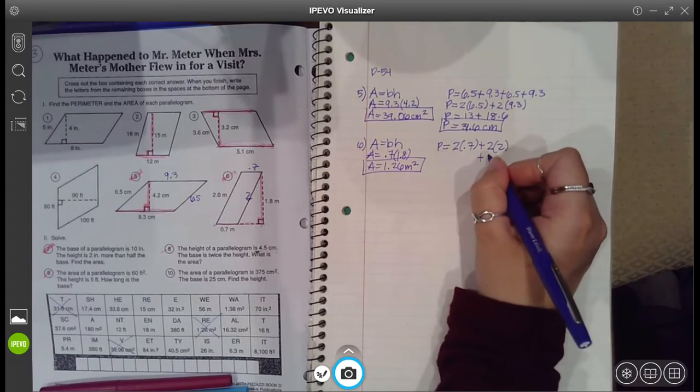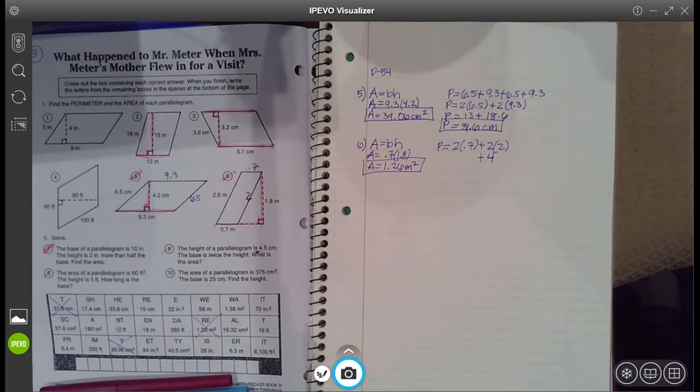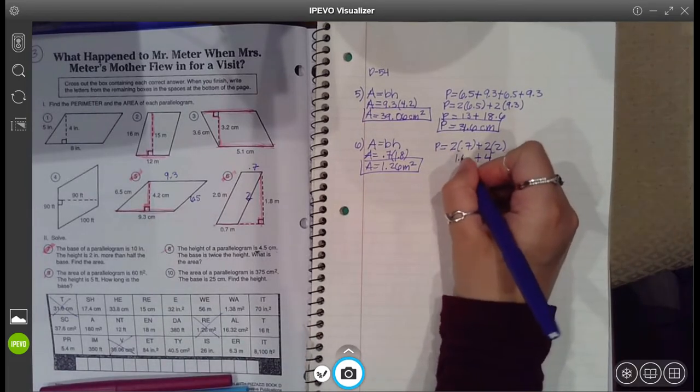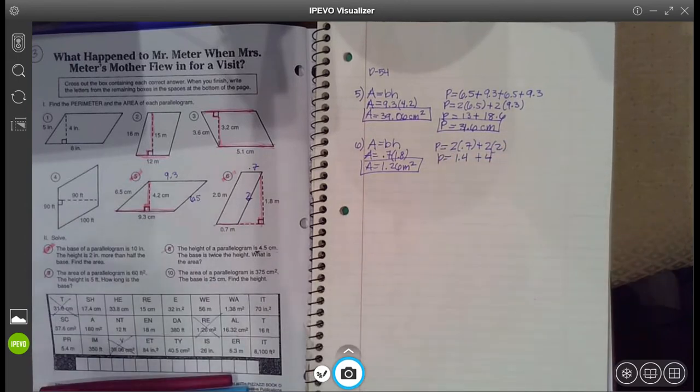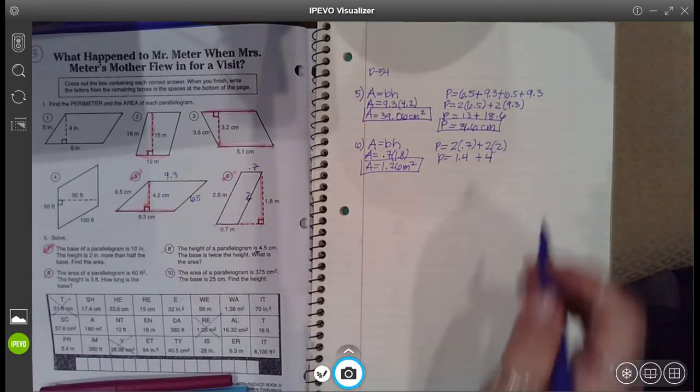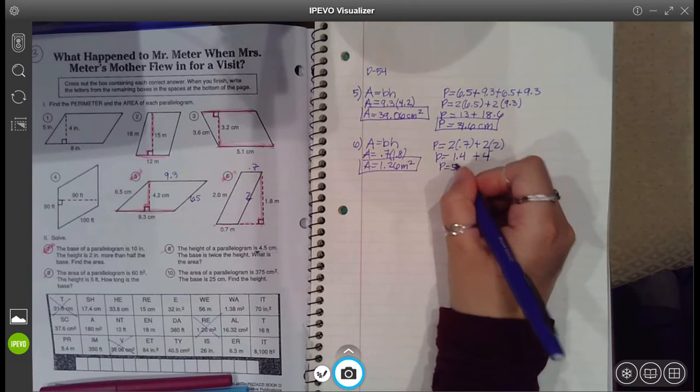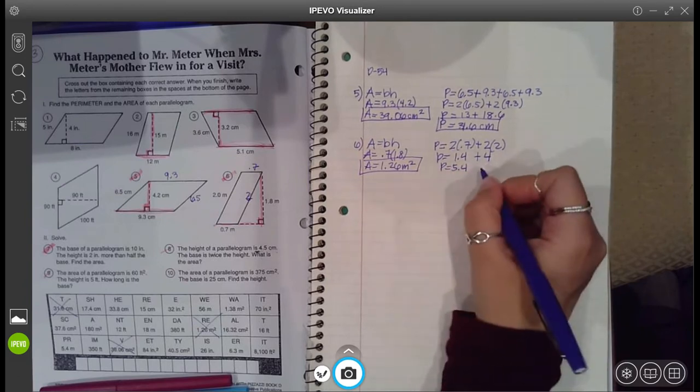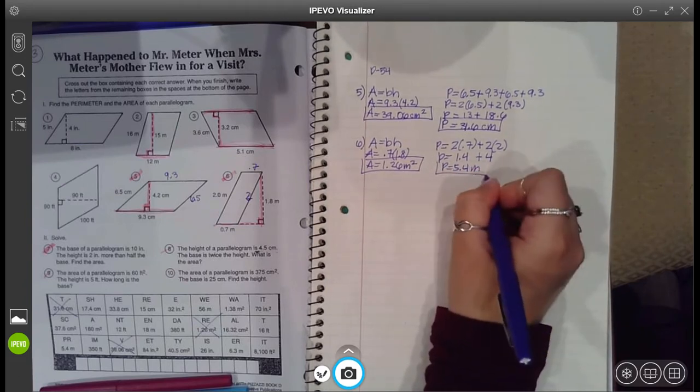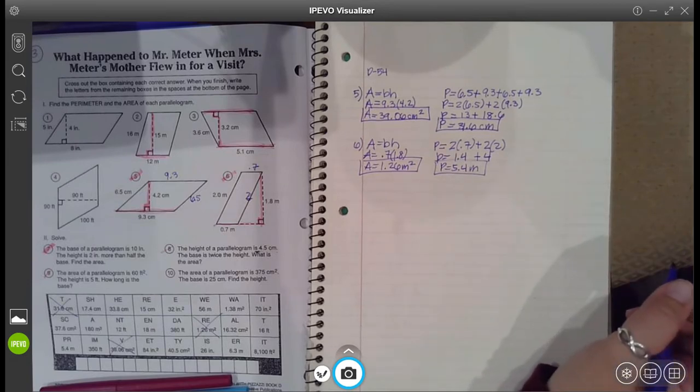Well, I know that 2 times 2 is 4. I don't need to type that in. But 0.7 times 2 is 1.4. So go ahead and add those two numbers together, and you get 5.4 meters. So just meters for my units, right?